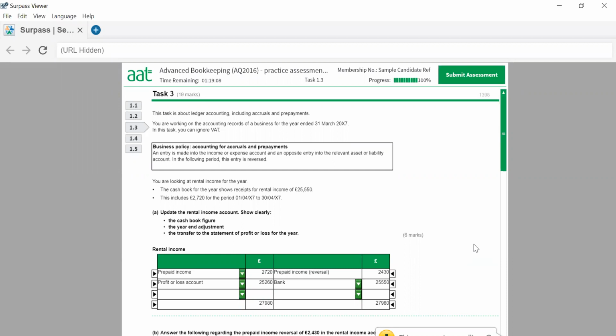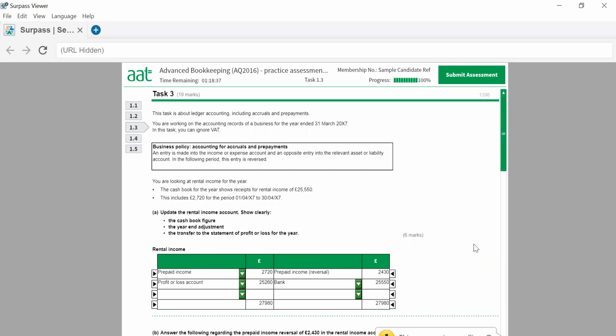So business policy, accounting for accruals and prepayments. An entry is made into the income or expense account with the opposite entry into the relevant asset or liability account. In the following period, the entry is reversed. So for example, all it's saying is students tend to struggle with this. Let's say at the end of the year, you've had a prepayment. Okay, so let's say you prepaid an expense. So at the end of the year, what you would have done with your prepayment is you would have taken it off the expense because it's prepaid.